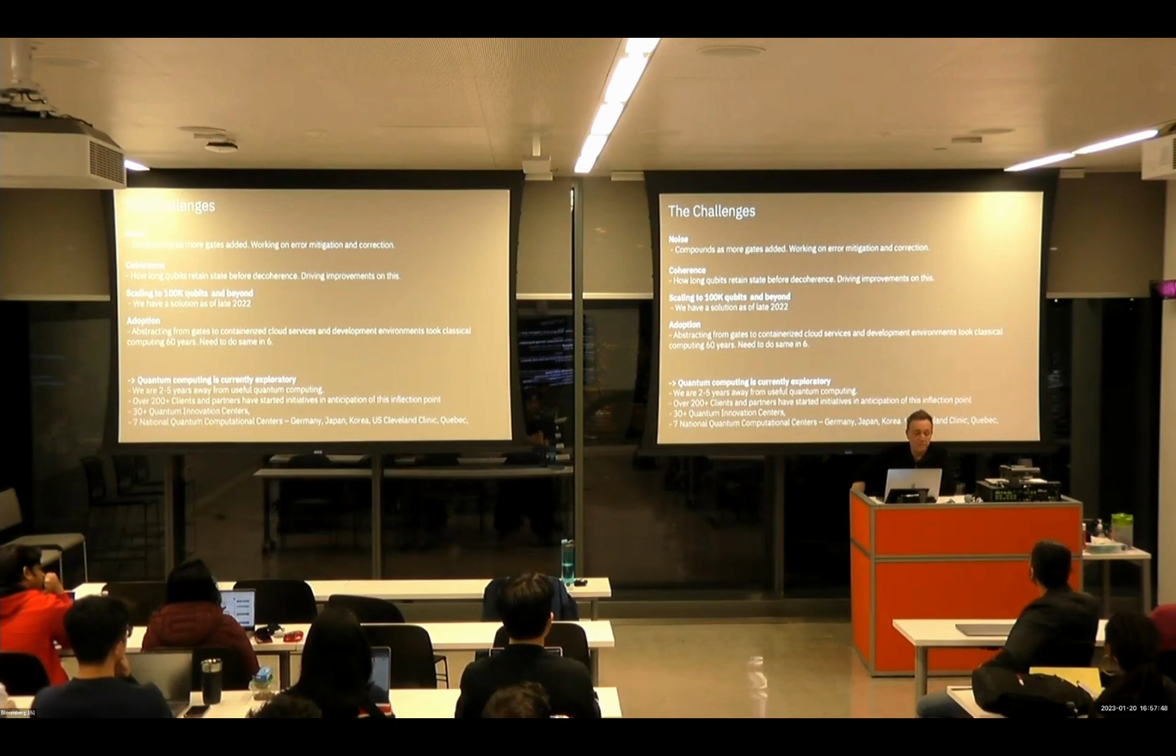The third one is making enough qubits. Up until quite recently, people thought past 1,000 qubits it was going to be impossible to actually fabricate that. About 6 months ago, we had a breakthrough, and I think we figured out how to get to 100,000 now. I'll share that with you later. And then finally, adoption. And this is much more of a design issue. But if you think about it, classical computing started off with logic gates 60 years ago.